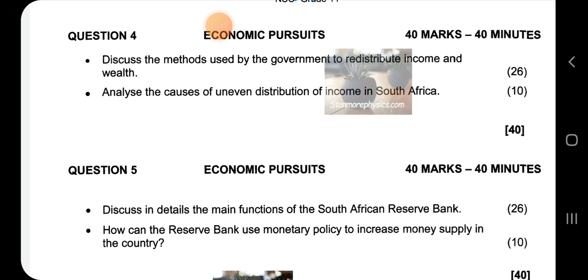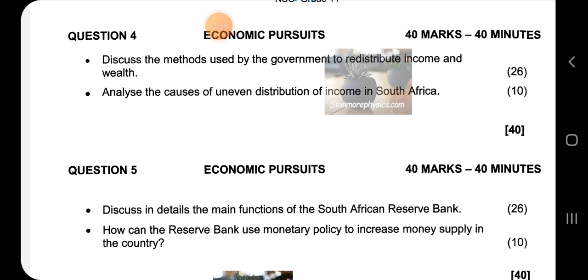That is for 26 marks. And then for 10 marks is an additional question. You analyze the causes of uneven distribution of income in South Africa. How come there are people who are earning so high and people who are earning so low in South Africa? You need to discuss that for 10 marks. Just give 5 points and the cause of it, and then you get your marks. The additional parts are always easy, guys, so think about them.